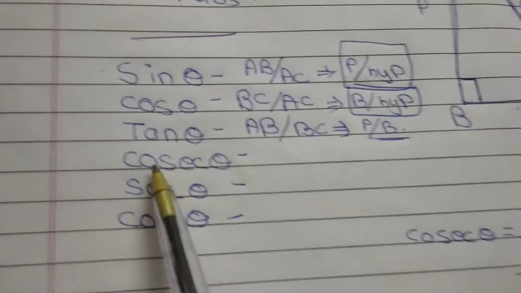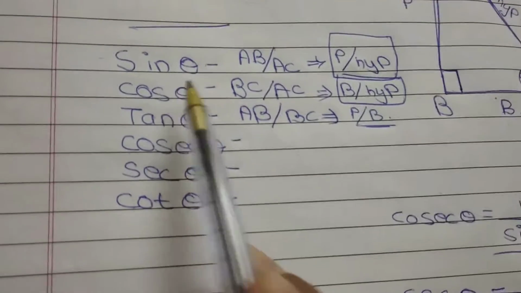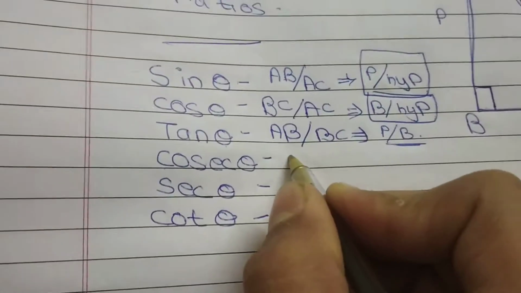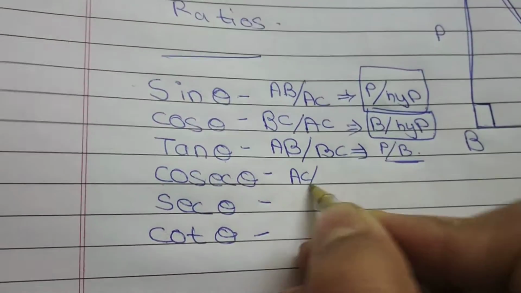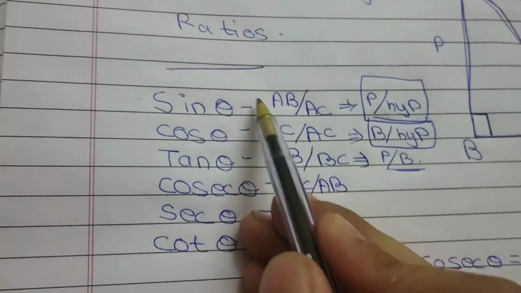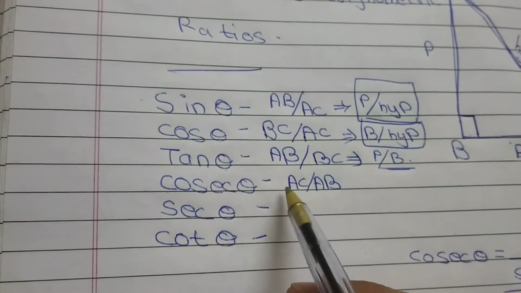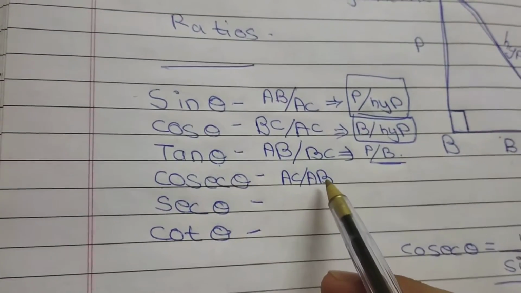So we know that cosec theta is reciprocal of sin theta. So we will write here AC upon AB, because in sin theta it was AB upon AC. So cosec theta will be AC upon AB, that is reciprocal.